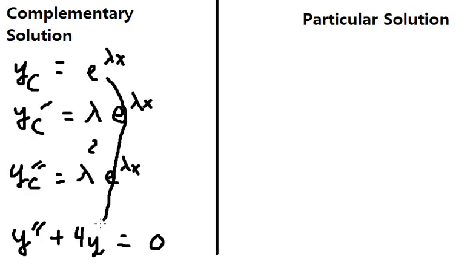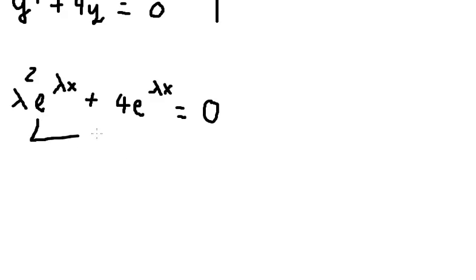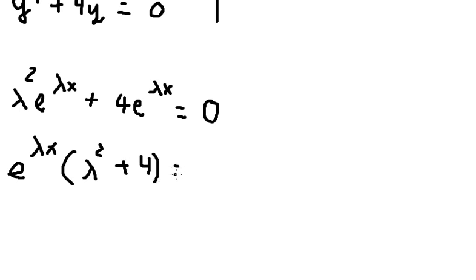So I will put this one here, and this one here. We have lambda squared e to the power of lambda s plus number 4 e to the power of lambda s equals number 0. This one and this one we can factorize, and we have e to the power of lambda s multiplied by lambda squared plus number 4 equals number 0. And now we need to find the solution of this one.